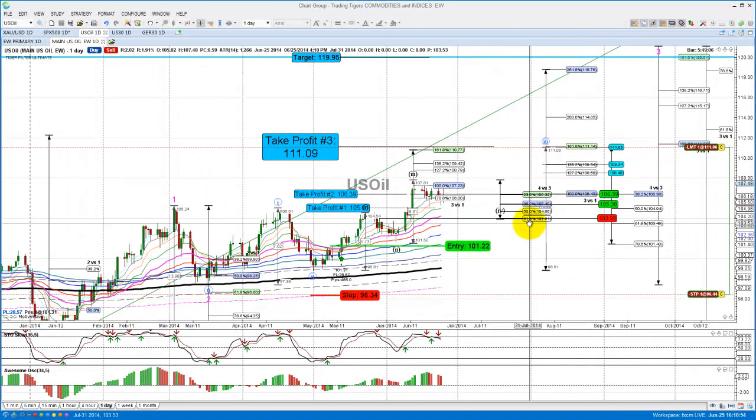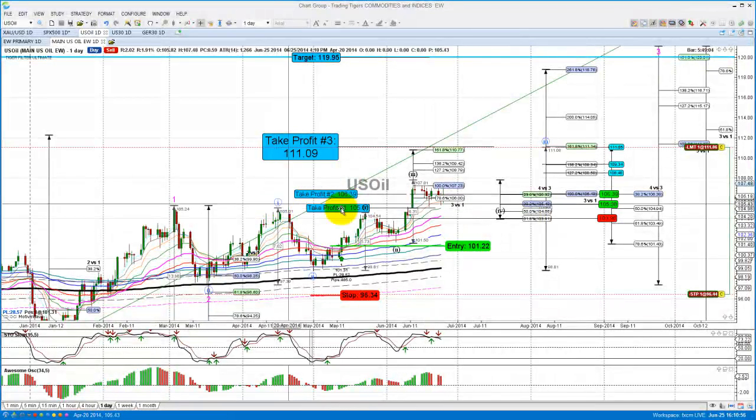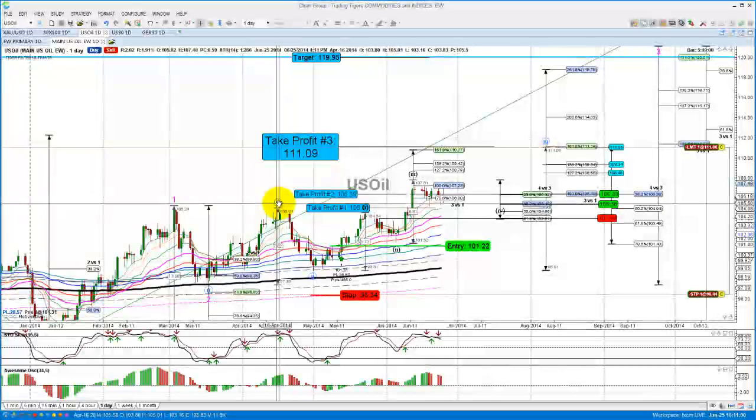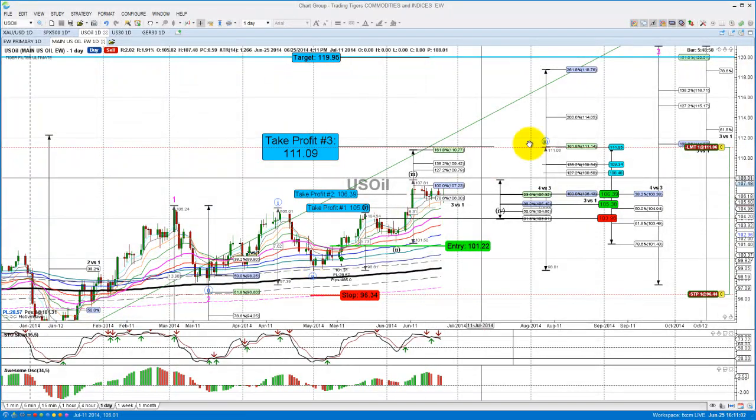Right now we're trying to complete its subordinate structure, which is the minute. That's blue and in circles, Roman numerals 1, 2 and 3.